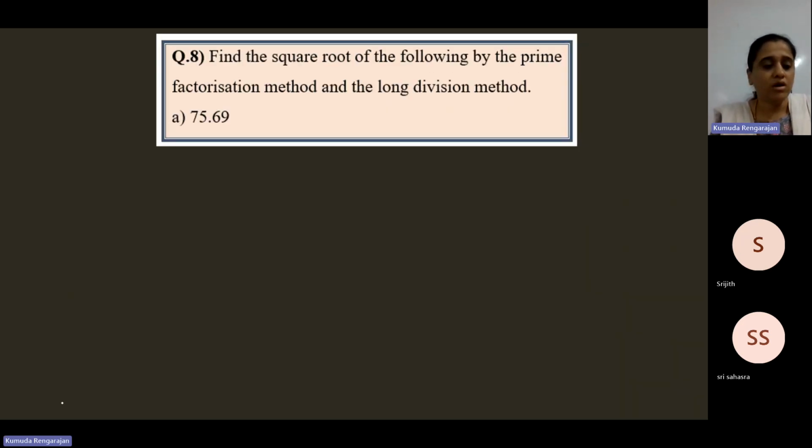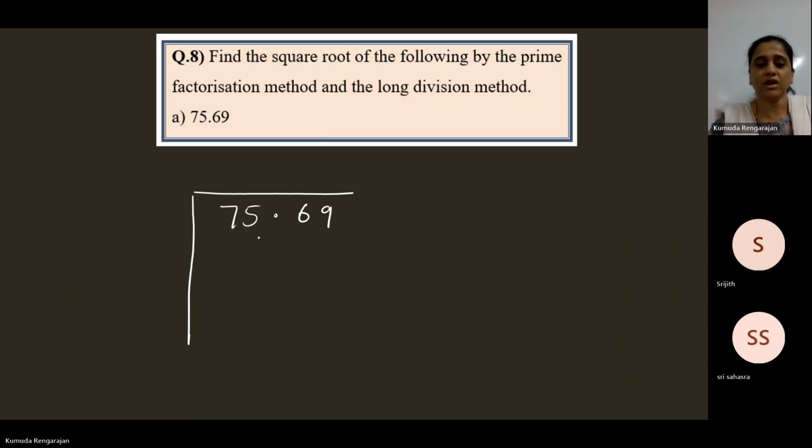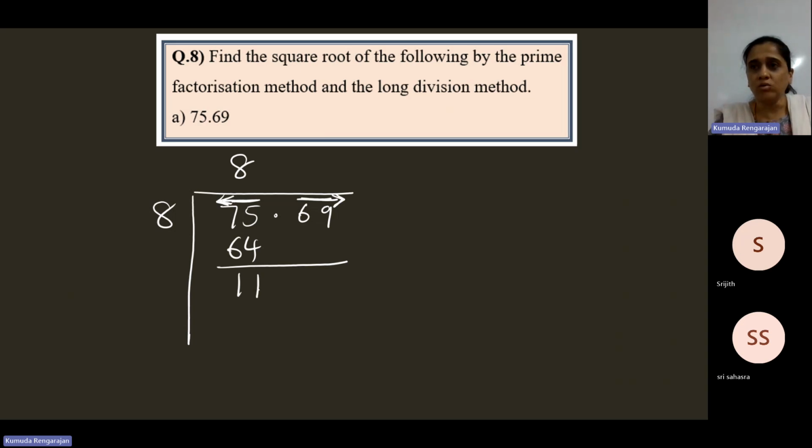Now, how to find the square root of the given number using the long division method, 75.69. Integral part like this, decimal part like this. Backwards like this we pair. This one forwards like this. So 75. 8 8s are 64, 9 9s are 81. So 8 8s are 64. 11 is the remainder. Now, you'll have to bring the next pair down, right?